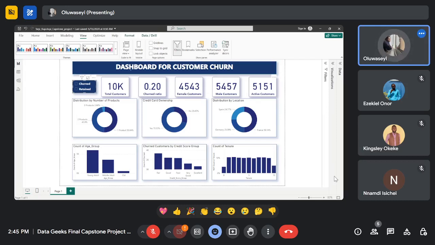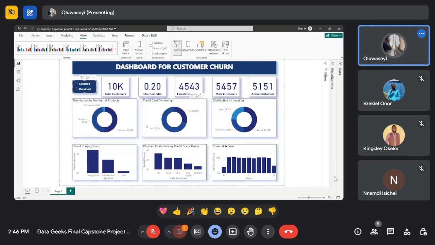All right. So the next is my card here that talks about the distribution by number of products. We can see clearly that those with one product take a little above 50% of the whole business, which means more people are going for just one product, followed by two products, then three products is very, very low. 2.66% is really low, right? So whatever the bank is selling, people are going for one product more than two products.